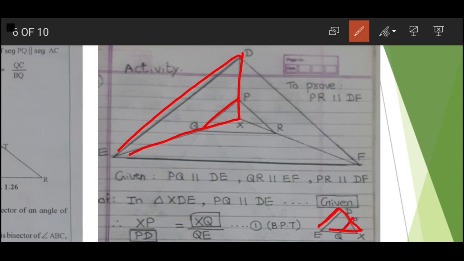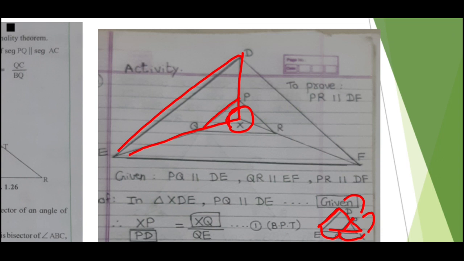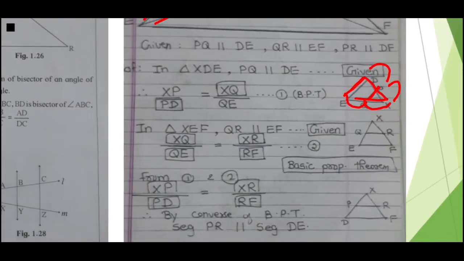When two lines are parallel, we know immediately we have to apply BPT theorem. So here I have applied BPT theorem and I've started from the alphabet X. So the ratio is XP upon PD is equal to XQ upon QE. So this is an activity based question children. So wherever empty boxes are given, we have to fill that. Okay. Now let's go down.